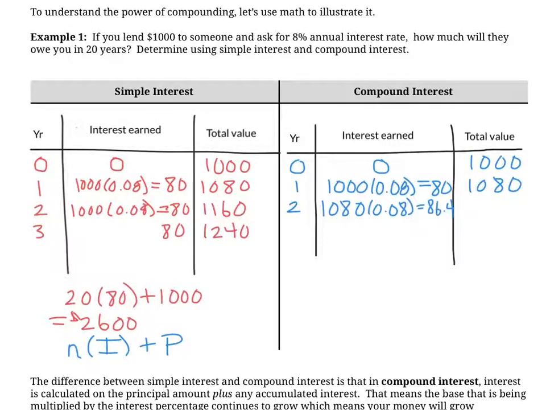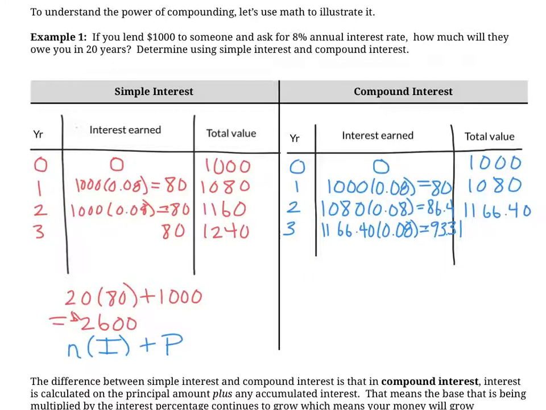And we'll get $86.40. So it doesn't seem like a lot more, but it is more. So we're going to earn $6.40 more interest this period. So now our total investment is going to be $1,166.40. So in year 3, our interest is going to change again. It's going to be based on $1,166.40. We're going to multiply that by 0.08, our interest rate, and we're going to get $93.31.